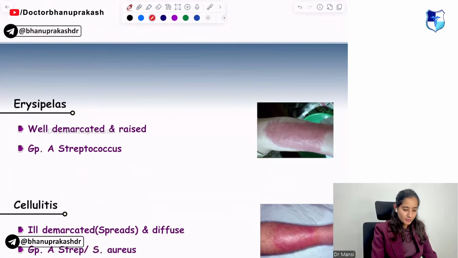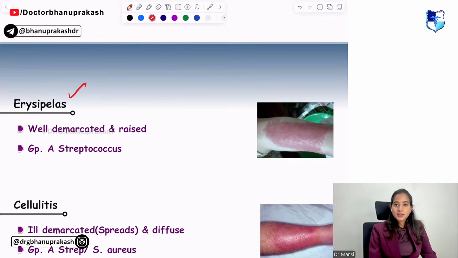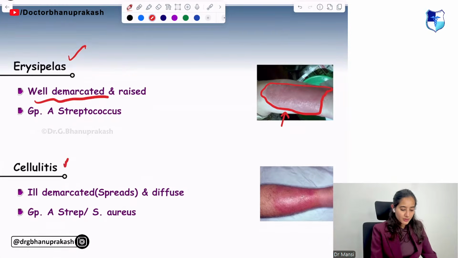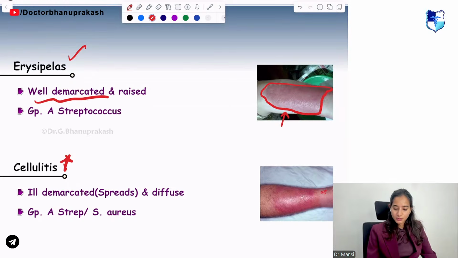Then we move to erysipelas. What you have to notice here is that it is well demarcated and raised. So this is not at the same level as your normal skin. There is a demarcation which you can appreciate, whereas you have to differentiate it from cellulitis, where it is not. You can see a little bit of erythema around the lesion as well. So in erysipelas there is a demarcation, and it is caused by group A streptococcus.